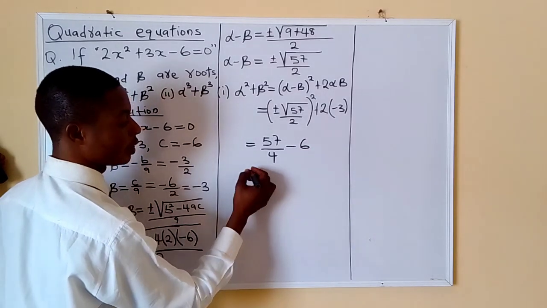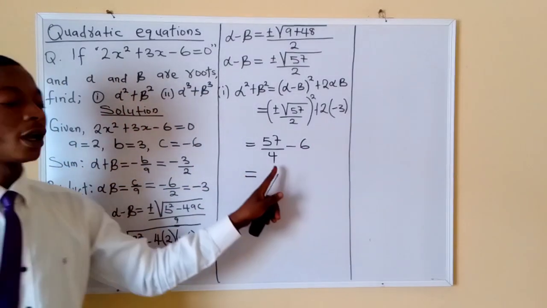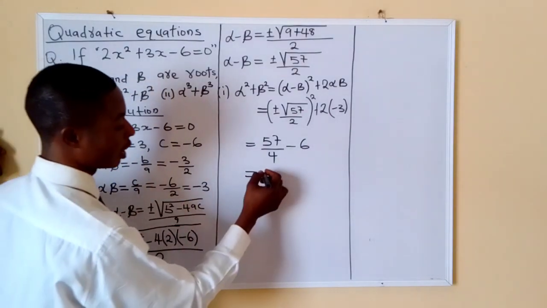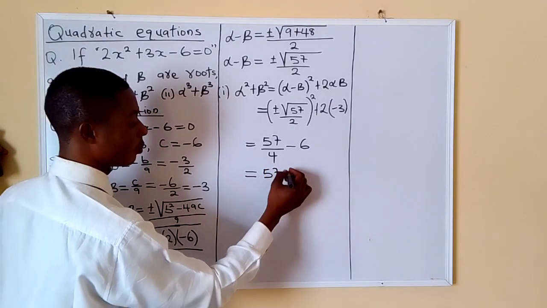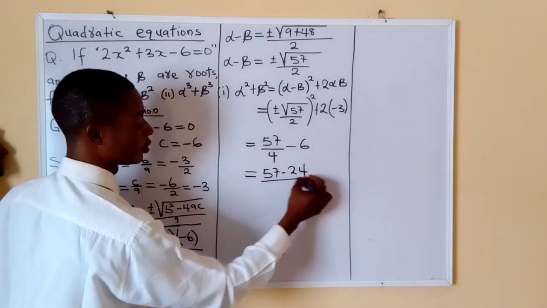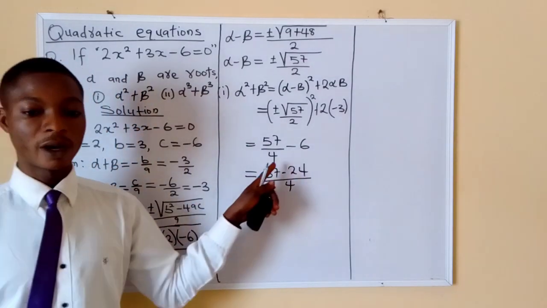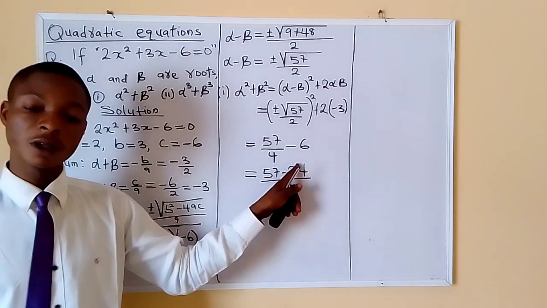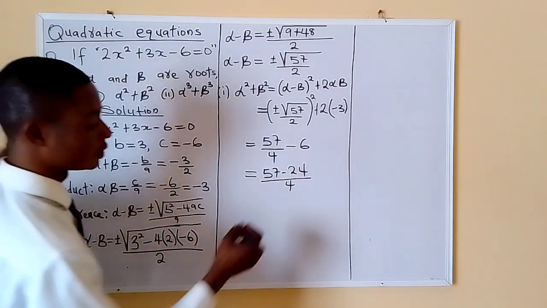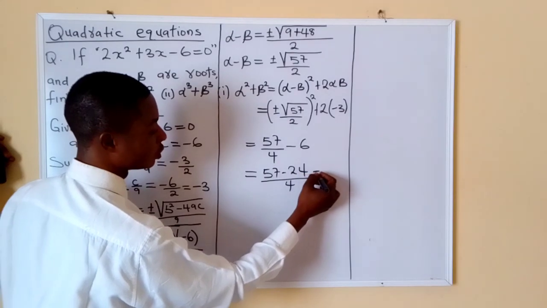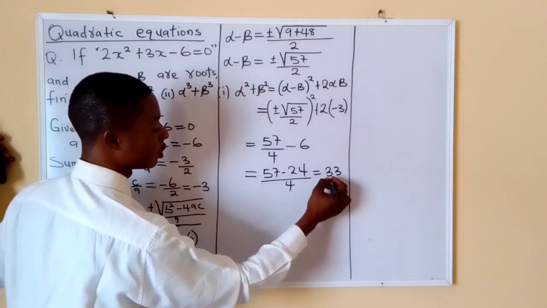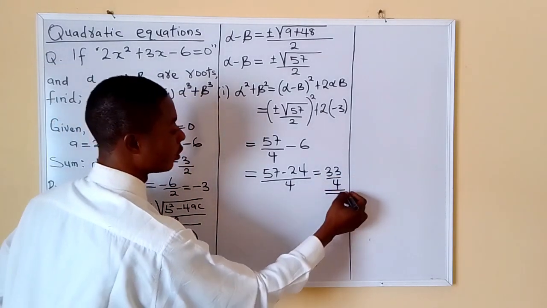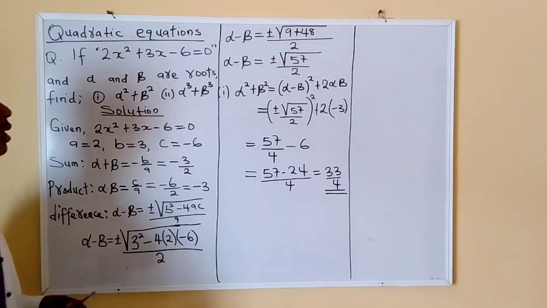So simplifying further, it will be equal to, 4 is the LCM, so 4 times 6 is 24. So I have 57 minus 24 divided by 4. I hope I don't have a problem here. So if you subtract 24 from 57, you have 33. So our answer is equal to 33 divided by 4. This is the value for alpha squared plus beta squared.